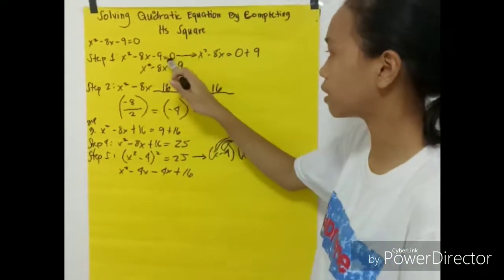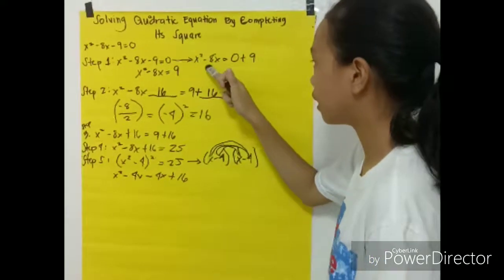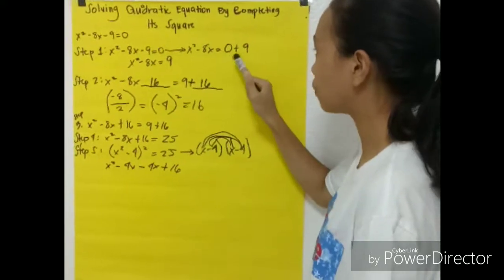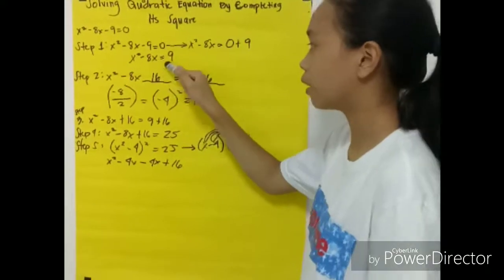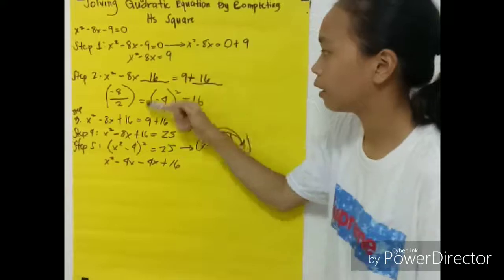So ita-transfer natin siya katabi sa 0. So magiging ganito, x squared minus 8x equals 0 plus 9. So isi-solve natin to, 0 plus 9. So magiging ganito, x squared minus 8x equals 9. Ito na ang quadratic equation natin.